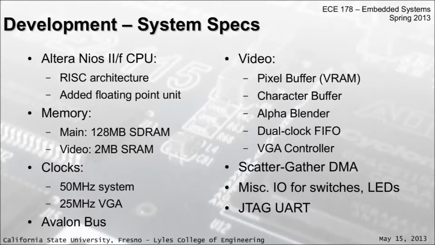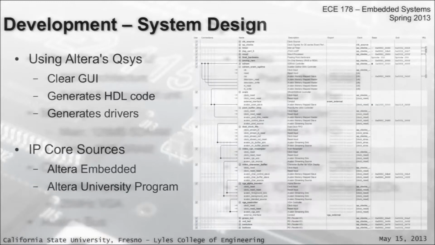Then the scatter gather DMA, direct memory access controller, is used as a field controller to move graphics information from the SDRAM to the SRAM. Then miscellaneous I/O for switches and LEDs, and a JTAG UART. Now this part is used for debugging and any logging heading back to the Nios 2 EDS.